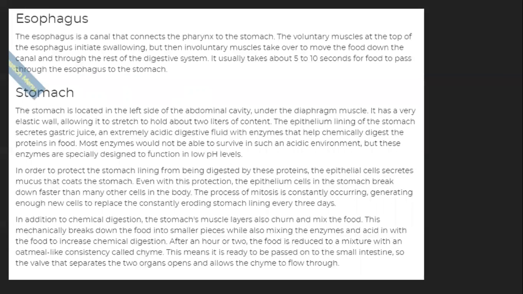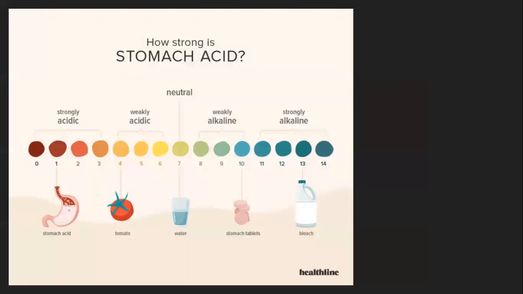All right, so we have the stomach. The stomach does a lot of different kinds of things. First of all, it produces acid. They call it gastric acid or hydrochloric acid. Stomach acid is very, very acidic. So this right over here, you see this color chart? This is called a pH scale.